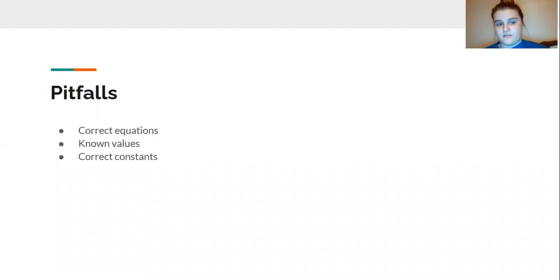Some pitfalls to watch out for: just make sure you're using the correct equations, like plugging in the right stuff to set equal your kinetic energy and your potential energy. Make sure you're using the right variables, like the known values that you're given in the problem. Just make sure you're doing that correctly and not mixing up the numbers. And then make sure you use the correct constants. Like g is the only one you needed in this. Just make sure you use the 9.8 so you don't mess that up. And yeah, then you'll be good.